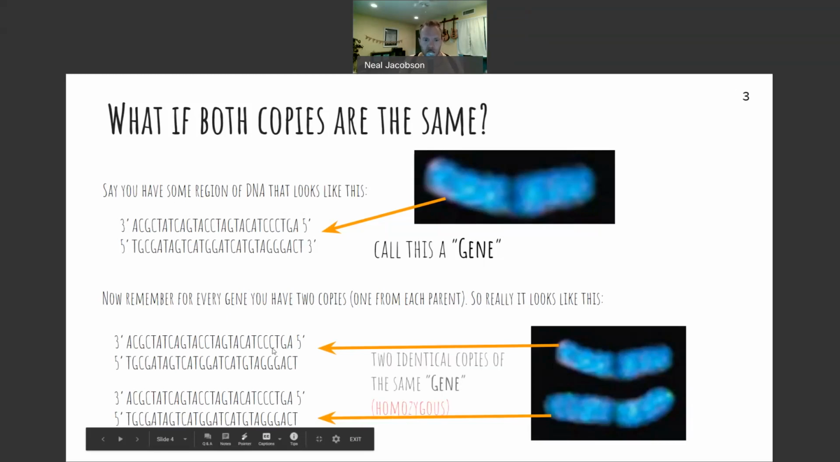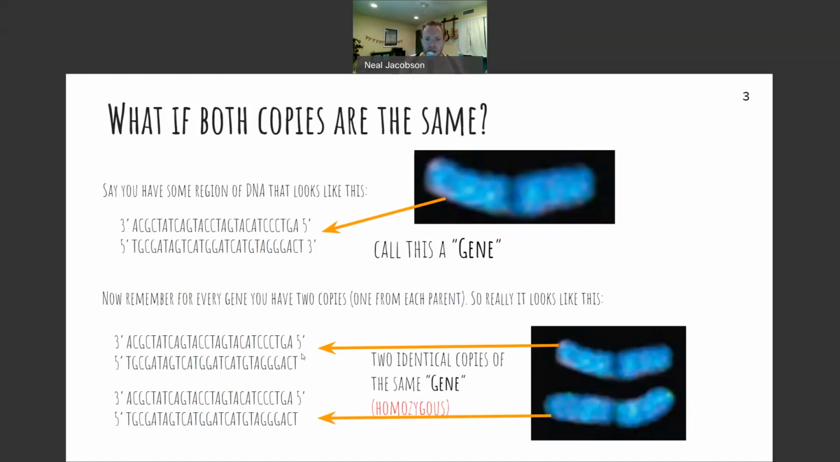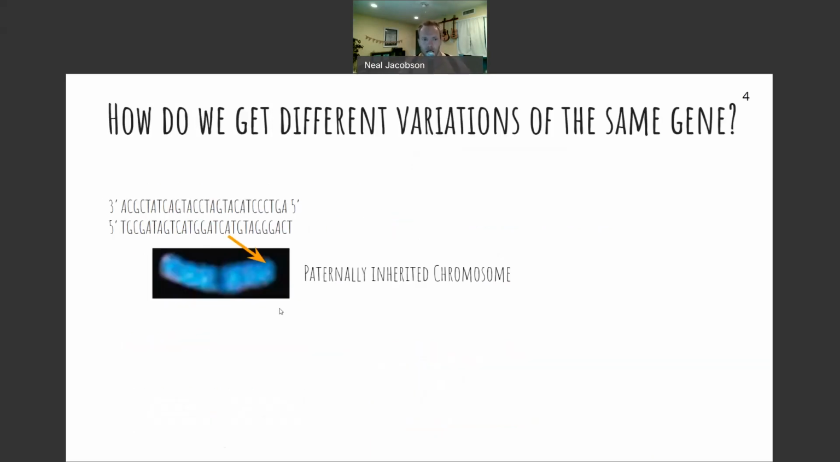They're exactly the same. And so if they are the same copy of the gene, we say that they are homozygous. They're two identical copies of the same gene, meaning the gene sequence is exactly the same, the sequence of nucleotides.